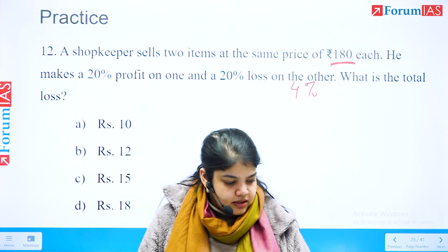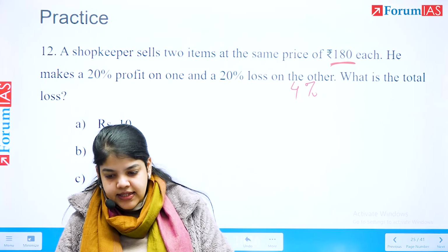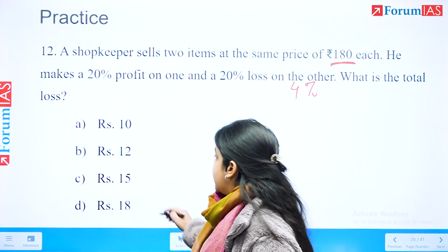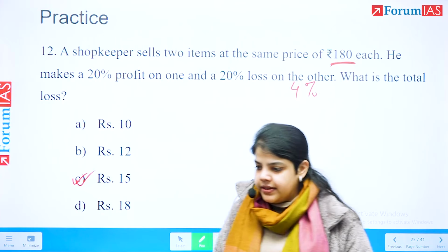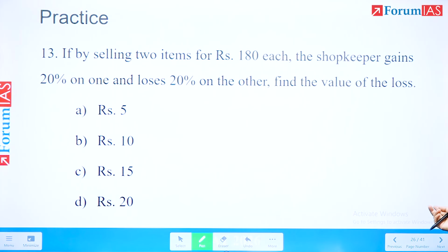11th is A, 3.23. Correct. 11th is A. So 12th answer becomes rupees 15. 13th. Oh, same hai.